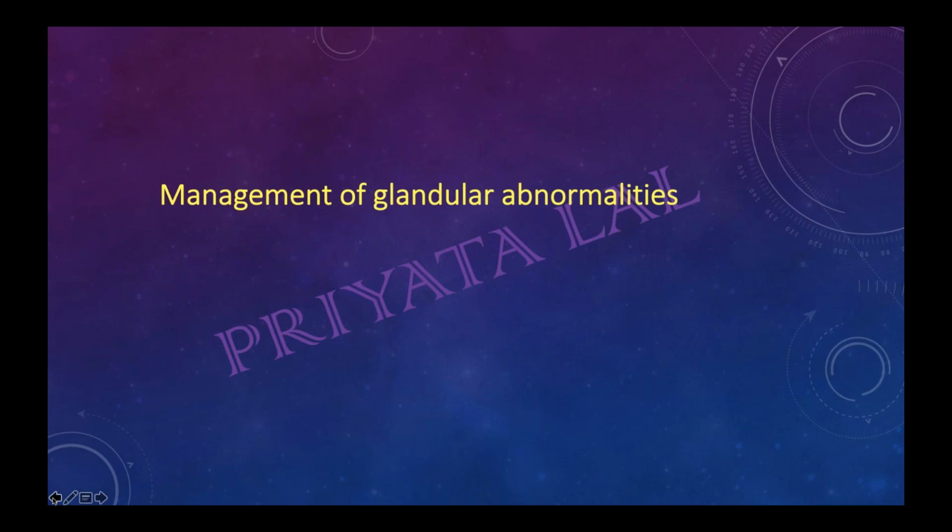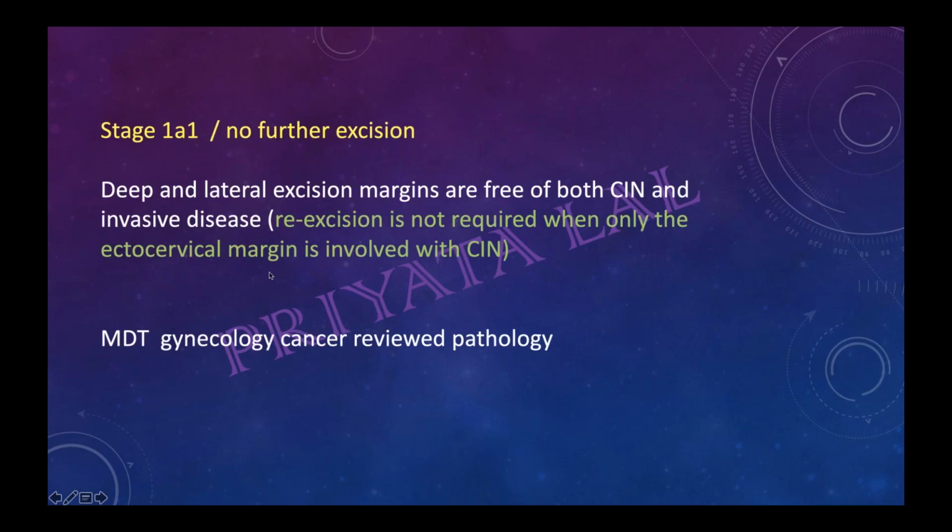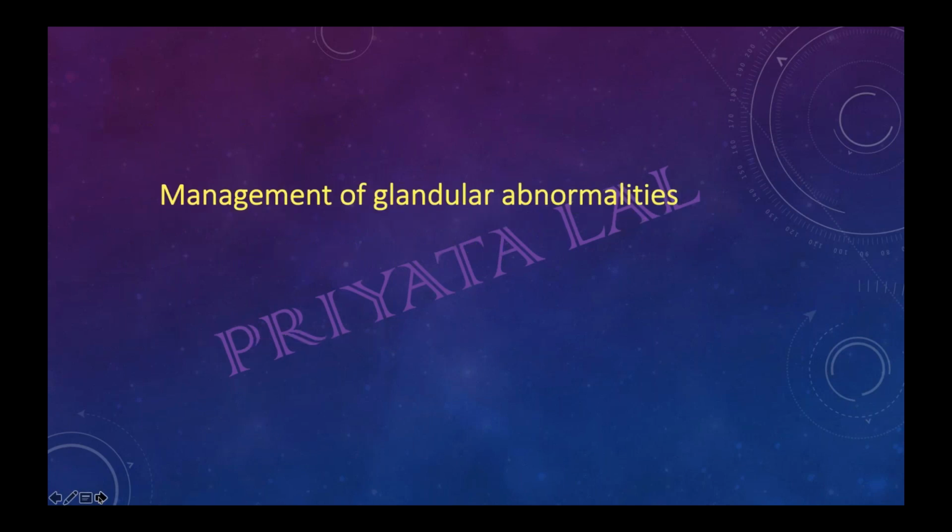Okay, till now we have finished this CIN part. So now we are moving to glandular management. That is the third part of that big table 3. Till now any question, or should I move ahead with the glandular abnormalities?